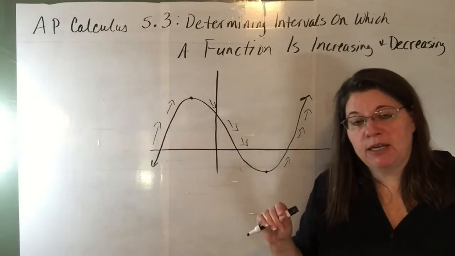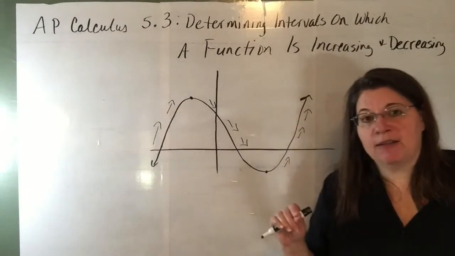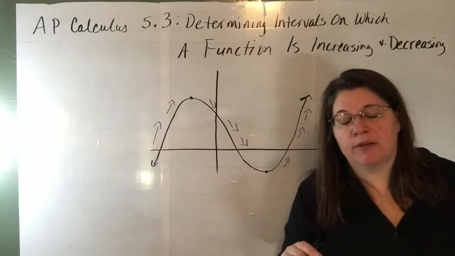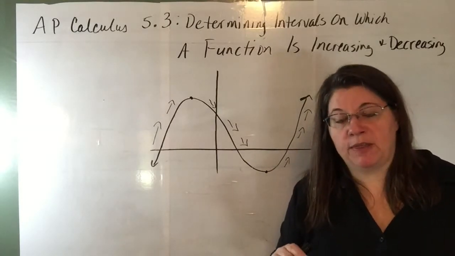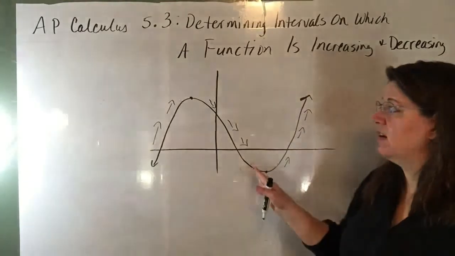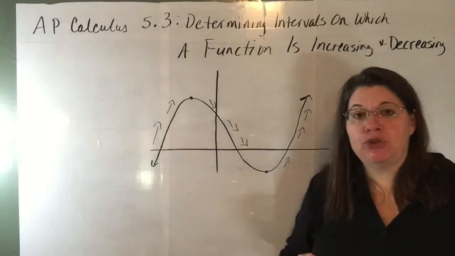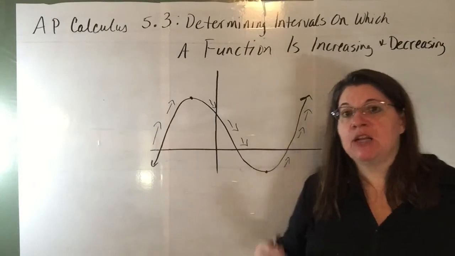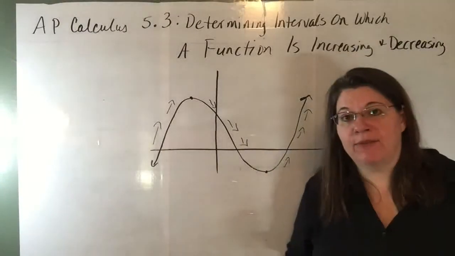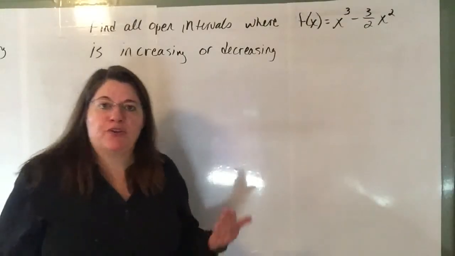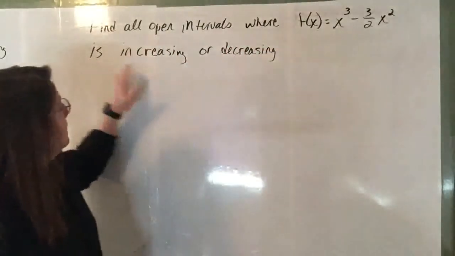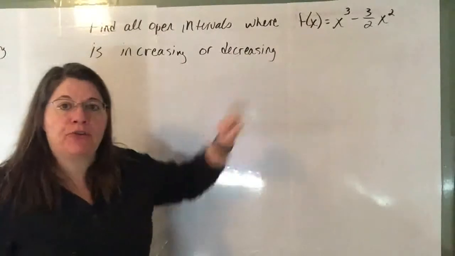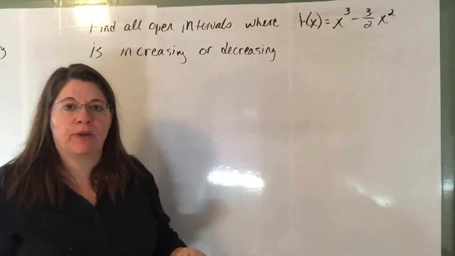Anywhere the function has a derivative that is positive, it's increasing. Anywhere the function has a derivative that is negative, the function is decreasing within that interval. And we don't necessarily have to have a graph to be able to do that. We can do that algebraically just using our knowledge that we have in calculus. So if your directions tell you to find all open intervals where a function is increasing or decreasing, the first thing you're going to do is find the critical values.